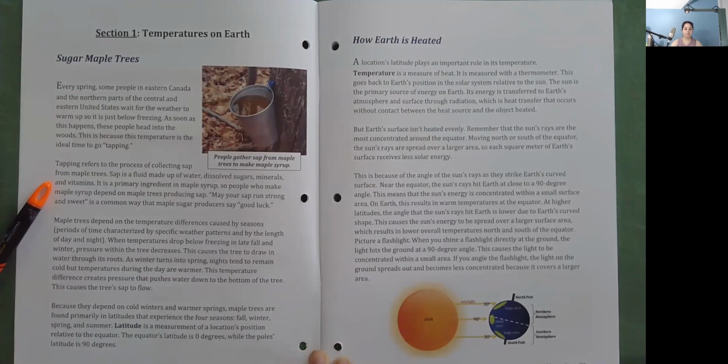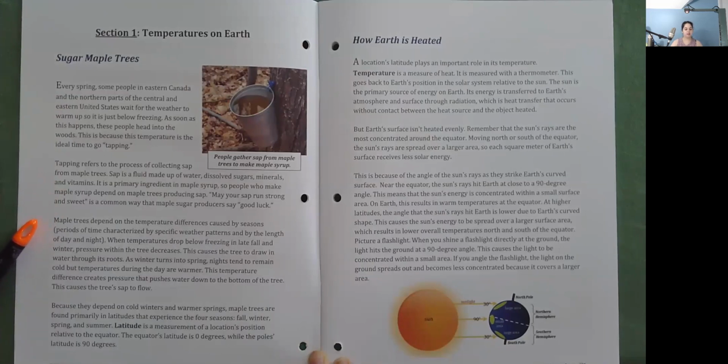Sap is a fluid made up of water, dissolved sugars, minerals, and vitamins. It is a primary ingredient in maple syrup, so people who make maple syrup depend on maple trees producing sap. "May your sap run strong and sweet" is a common way that maple sugar producers say good luck.